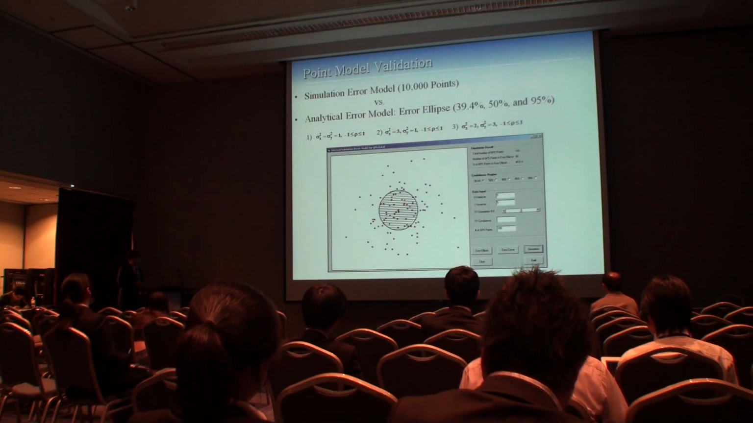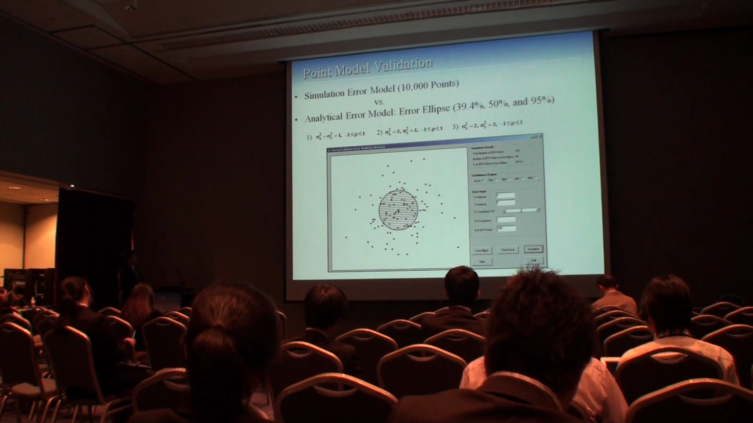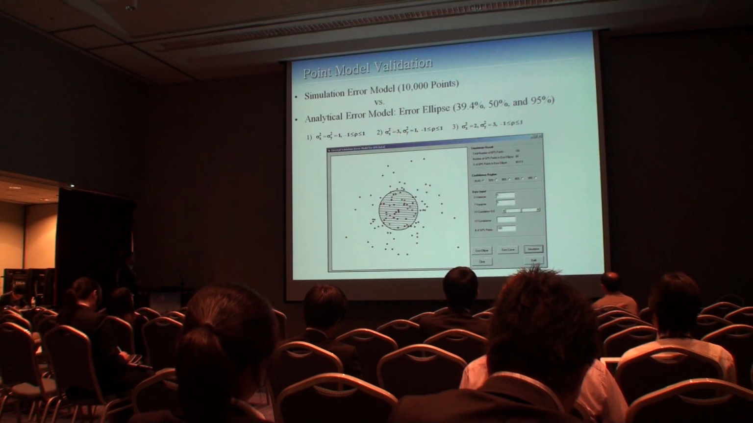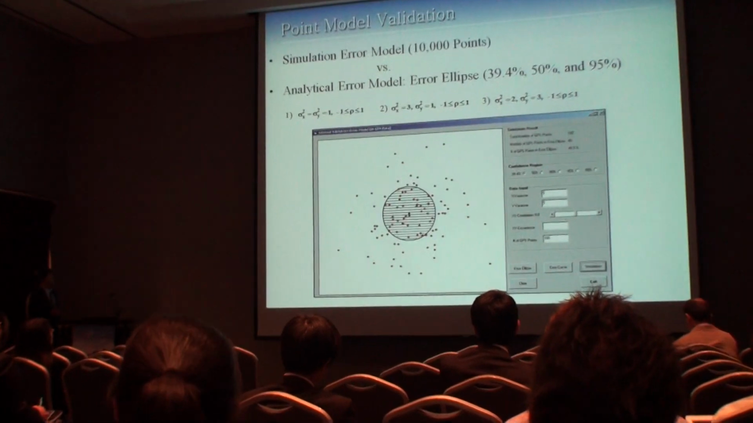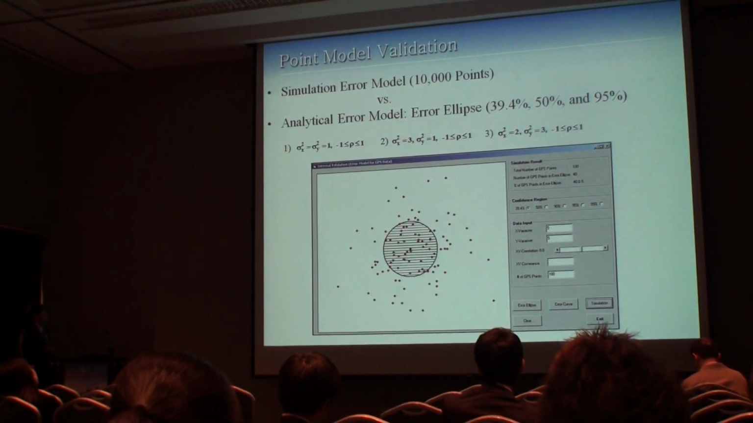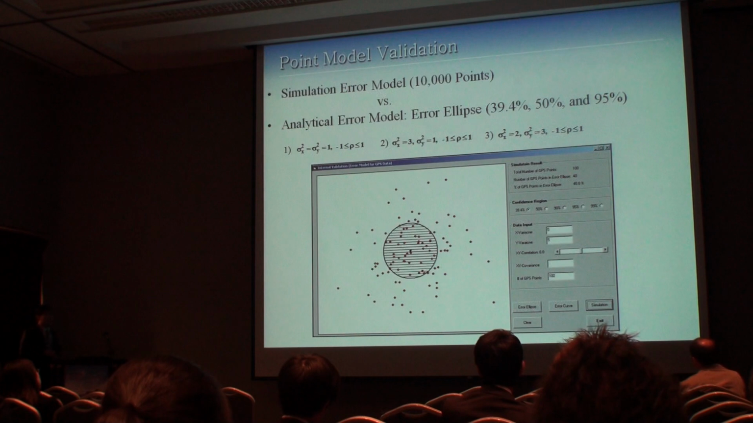This slide shows the validation process for the point error model. In the validation process, the simulation result will be compared to the error ellipses with different confidence regions. In the actual simulation, 10,000 points are perturbed with equal variance and unequal variance. This picture shows an example of the point model validation.